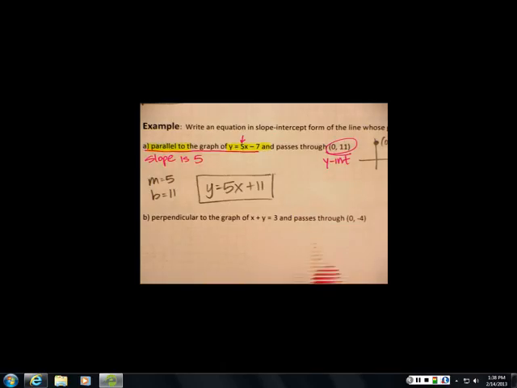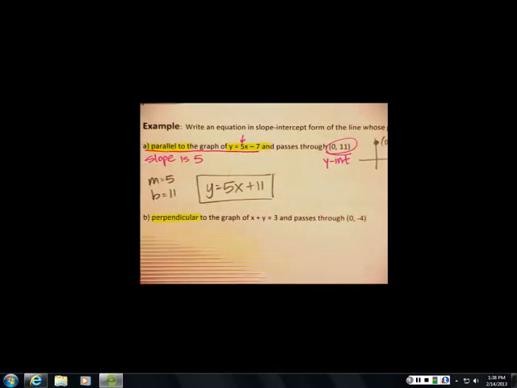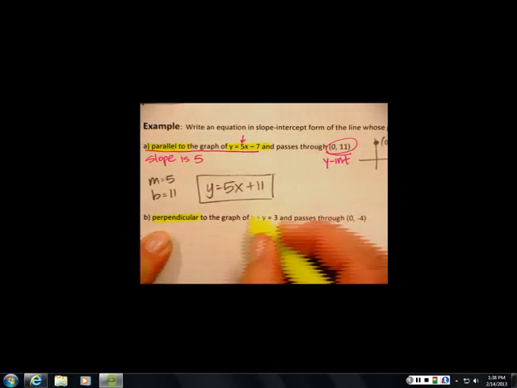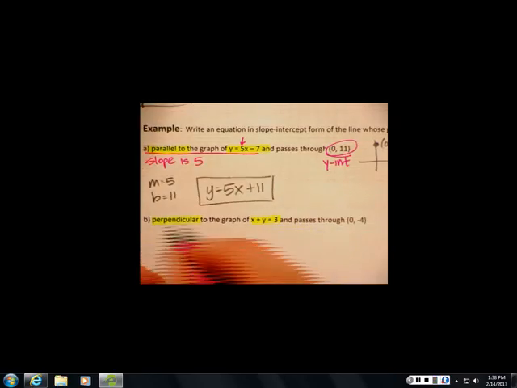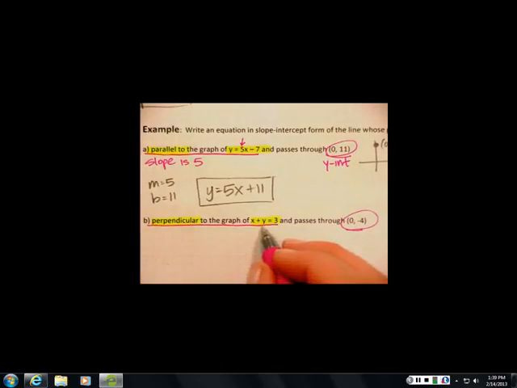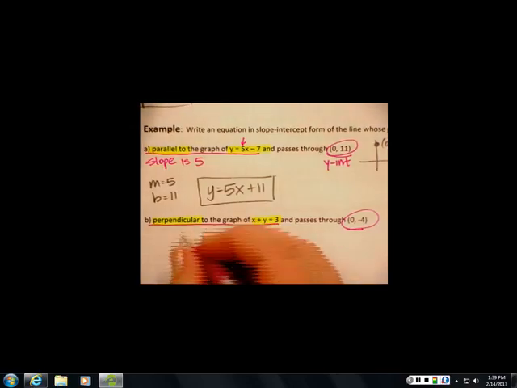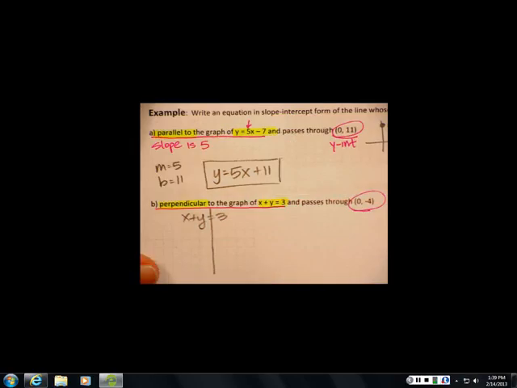I'm going to let you do B. This time, you're going to have a little bit more work than I did. We want it to be perpendicular to the graph of that linear equation. Look at this part. You're going to have to do some work here. You're going to have to convert this to slope-intercept form. So this is going to be x plus y equals 3. Convert that to slope-intercept form. Choose the appropriate slope and look at your y-intercept and you're good to go.